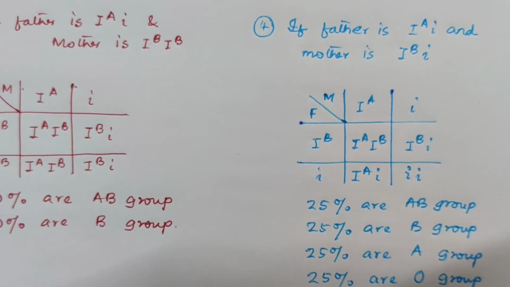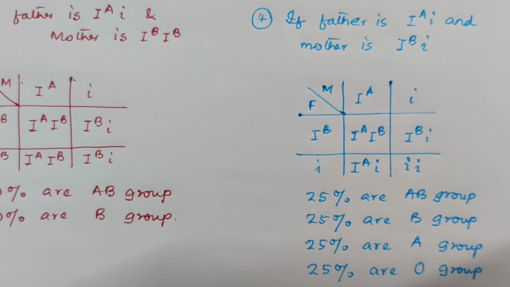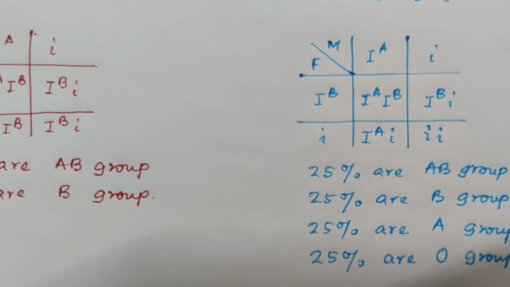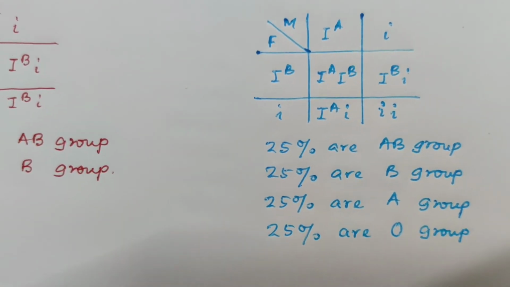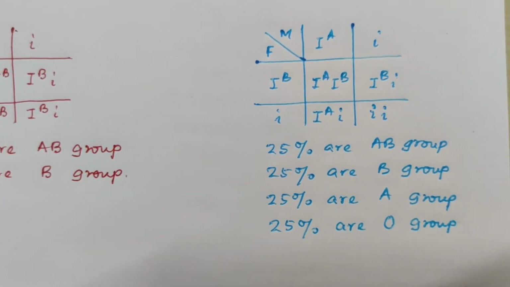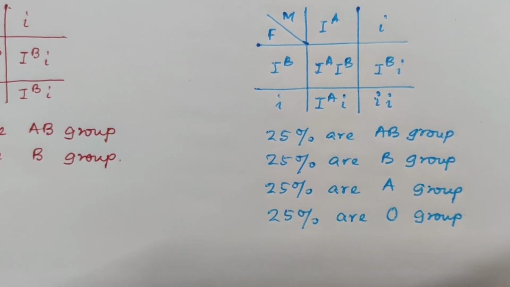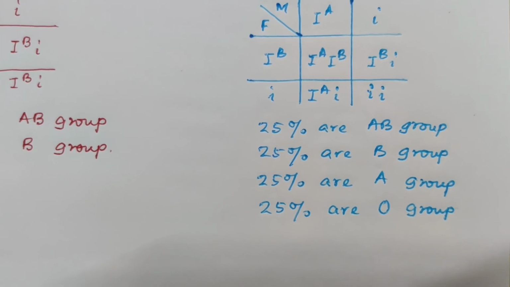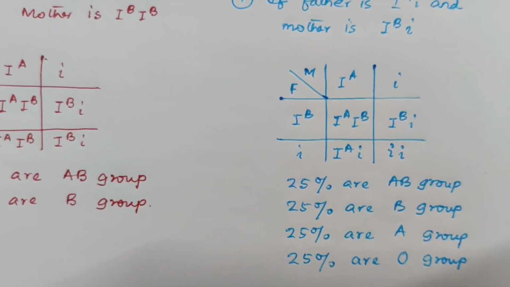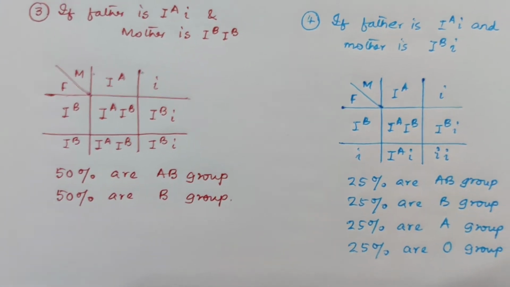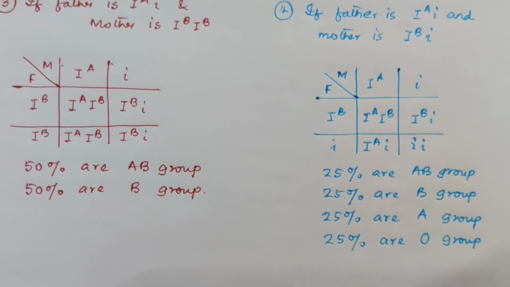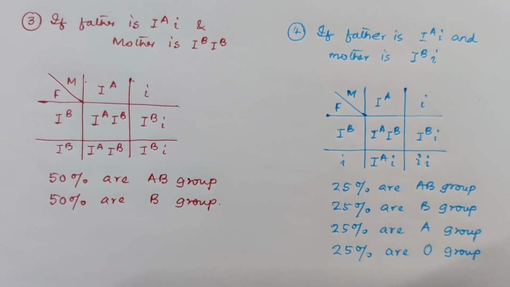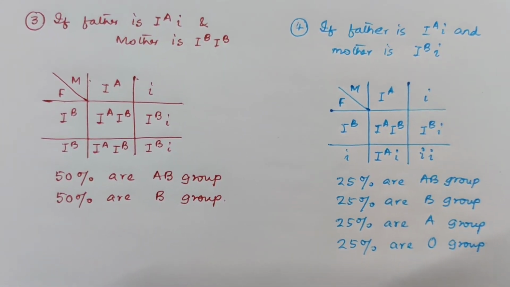According to the fourth cross, if the father is IAi and the mother is also IBi, then we have 25% for each group. 25% are AB, 25% have B, 25% have A, and 25% have O group. So these are the 4 crosses for a single question. This is very important from the board exam point of view.